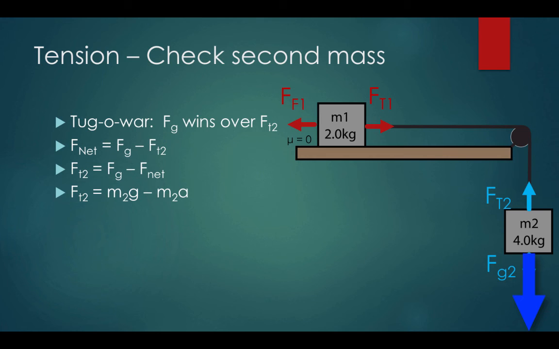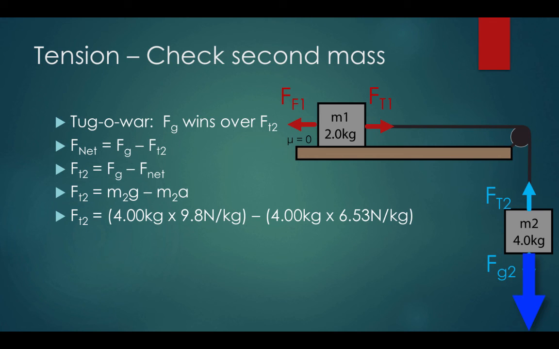times acceleration. Subbing our values, we have force tension at mass 2 equals 4 kilograms times 9.8 newtons per kilogram minus 4 kilograms times 6.53 newtons per kilogram, which we calculated earlier. Tension is 39.2 minus 26.1. Force tension at mass 2 is 13.1 newtons, which is the same as force tension at mass 1.